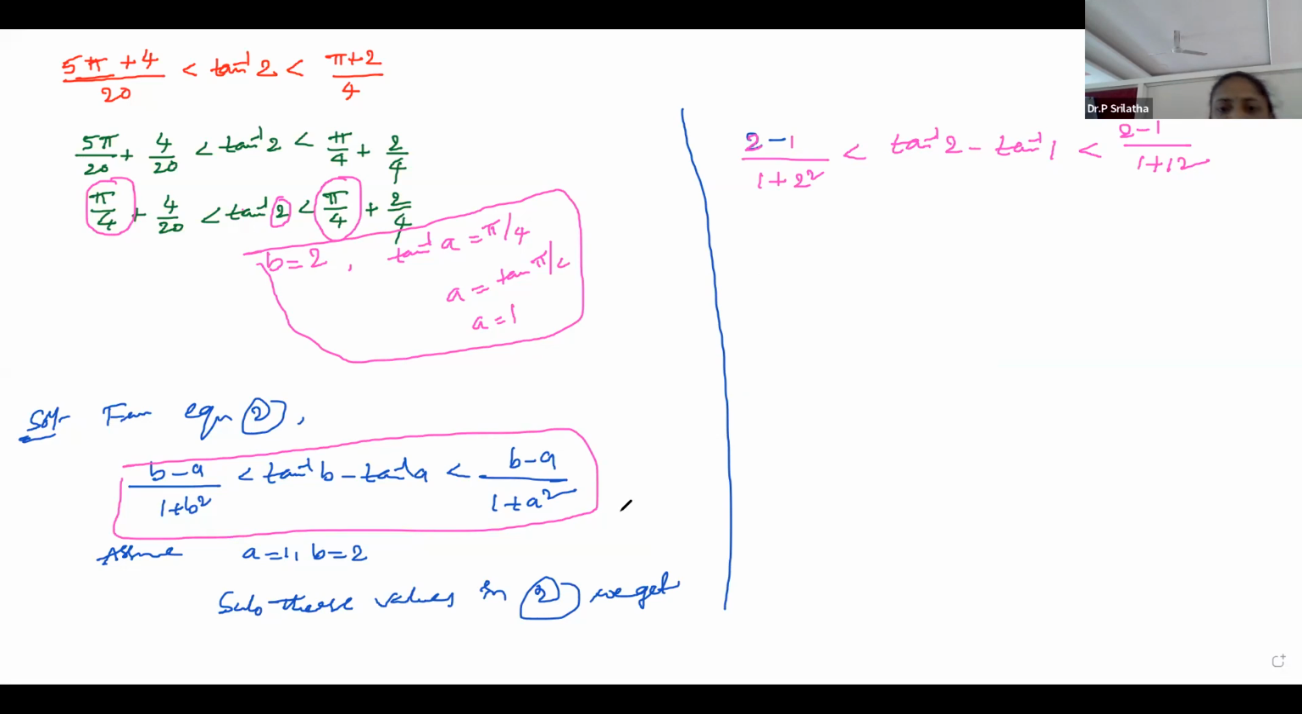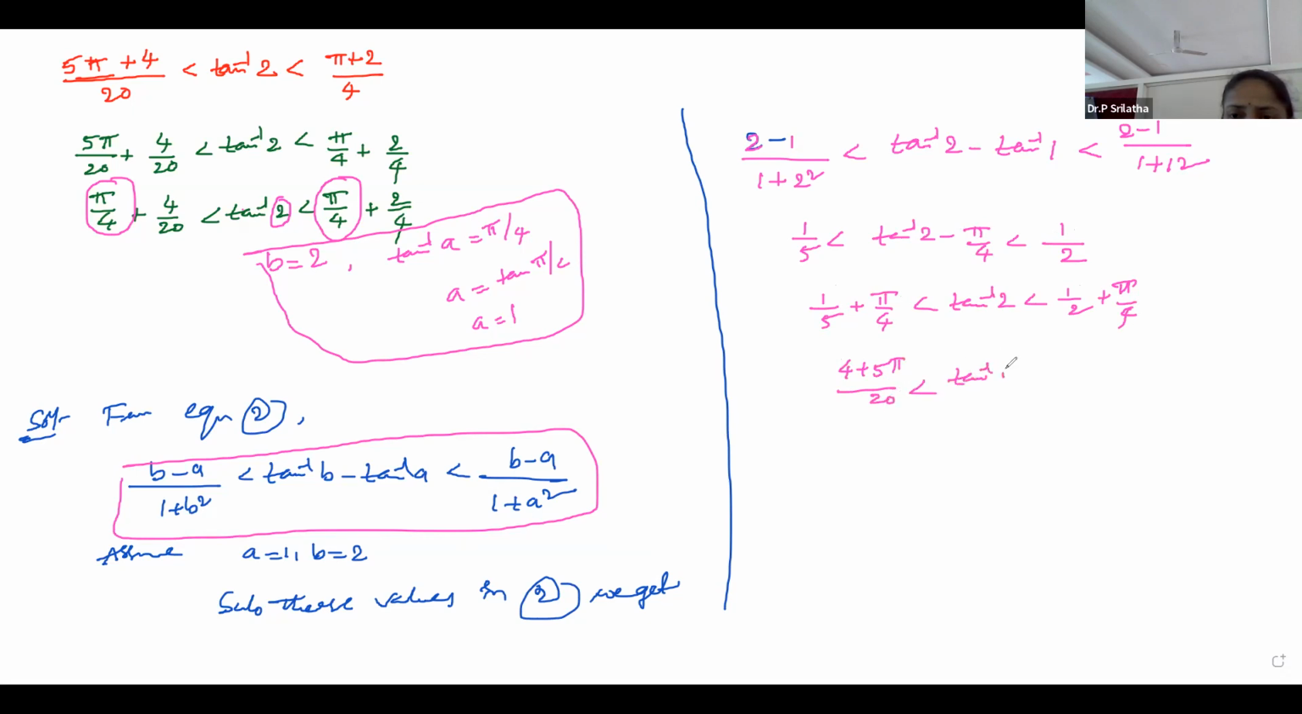Very good, very good. Roll number 4. So after simplification, you will get 1 by 5 is less than tan inverse 2 minus tan inverse 1, that is nothing but pi by 4, is less than 2 minus 1 is 1 by 2. Okay, isn't it? So this is 1 by 5. Add pi by 4 on both sides. Is less than tan inverse 2 is less than 1 by 2 plus pi by 4. Okay, so after simplification you will get 4 plus 5 pi by 20 is less than tan inverse 2 is less than pi plus 2 by 4.